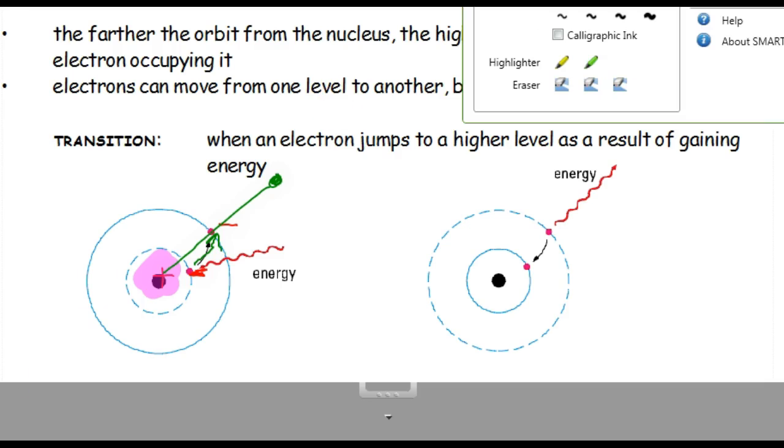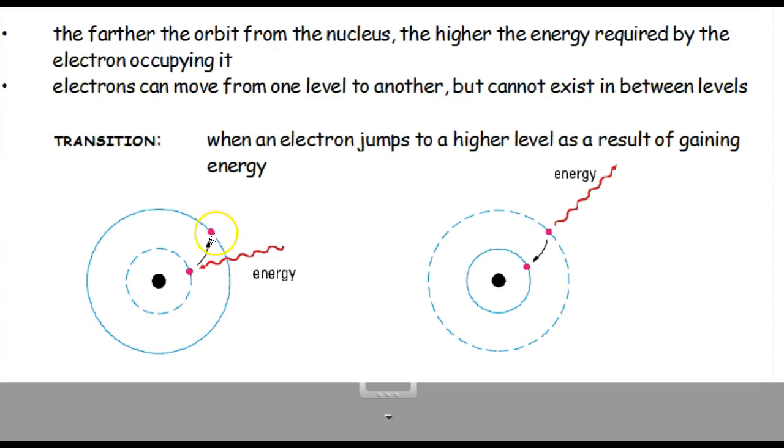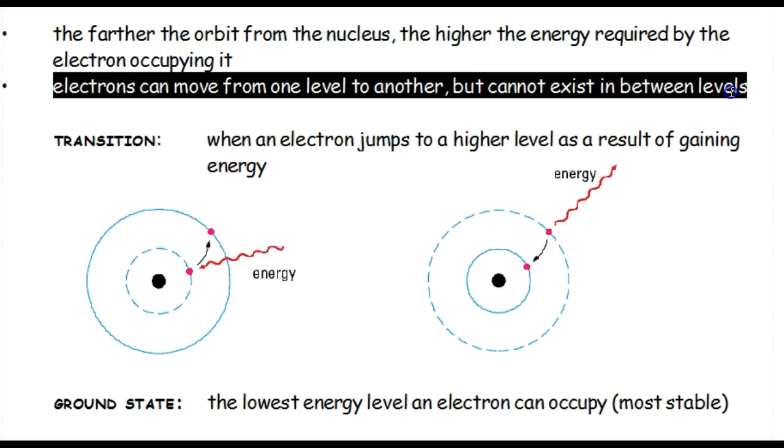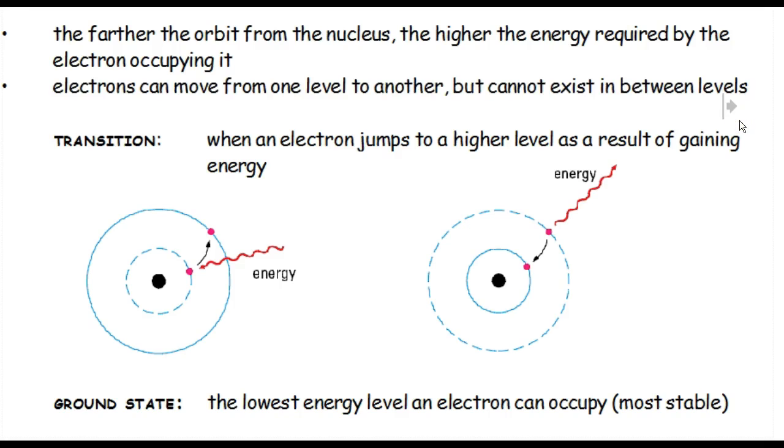Now I'm going to talk about this next little bit, which is that the electrons can move from one level to another but cannot exist between levels. I usually try to explain that by saying it's sort of like climbing stairs. You can't climb half of a stair. You're either climbing the whole stair or none at all. And it's the same for electrons. Electrons can jump from the first to the second level, but they can't exist anywhere in between, according to Bohr's model. Okay, remember this is all in relation to Bohr's model.